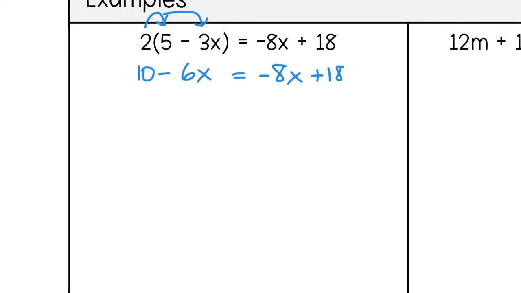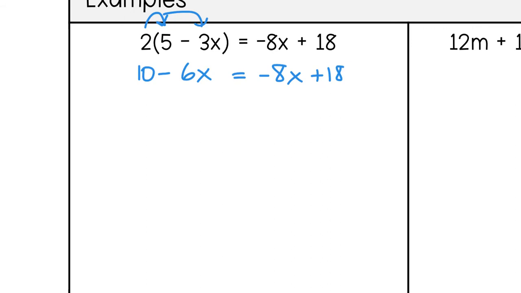C for combine like terms, but you look at the left side and see how one has an x, one doesn't, so nothing to combine. Look on the right side, one has an x, one doesn't, nothing to combine. Next letter is M for move the variable. So see how x is on the left side and on the right side? It's on both sides. We want it to only be on one side.